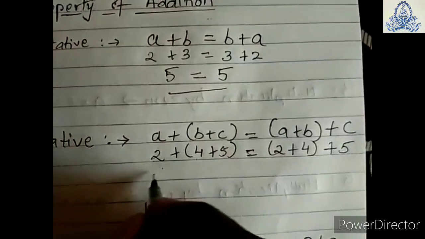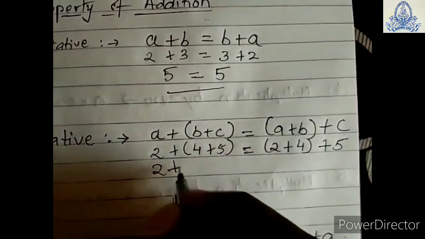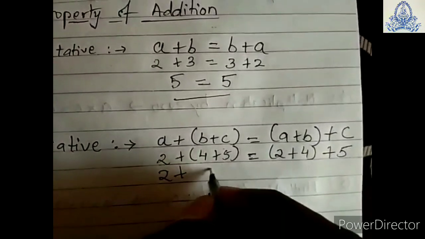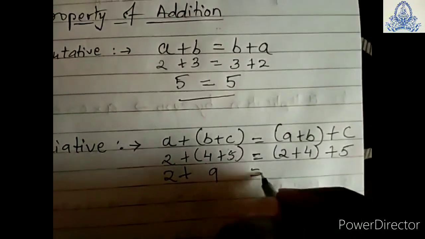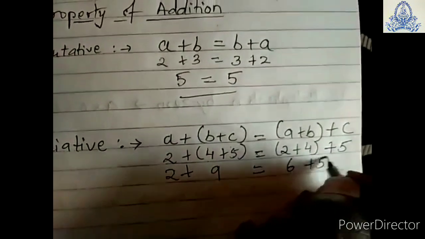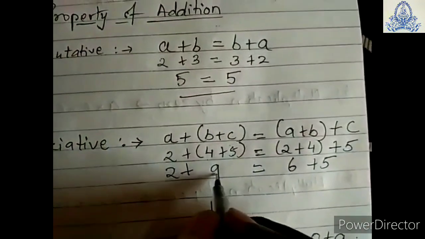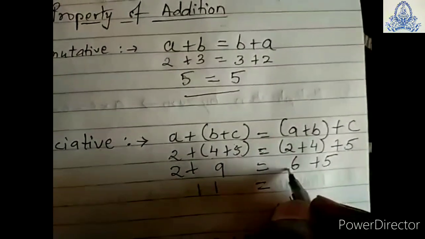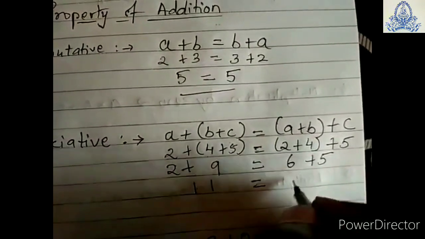Let us check. 4 plus 5 we will add first of all. So 4 plus 5 is 9. 2 plus 4 is 6, plus 5. So 2 plus 9 is 11, and 6 plus 5 is 11.